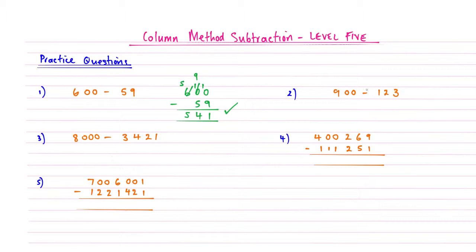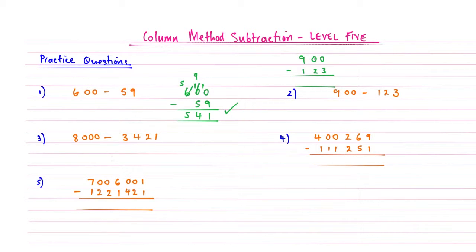Question 2, 900 subtract 123. So where should we write this? Let's do it up here. Right, so we've got 900, and we're going to subtract 123. Now again, look at how I'm setting up my columns. It's crucial that you line up your columns nicely, just so you can follow your own working.